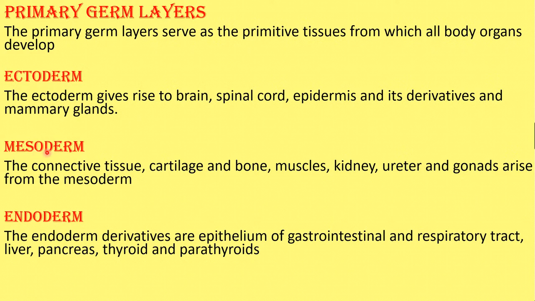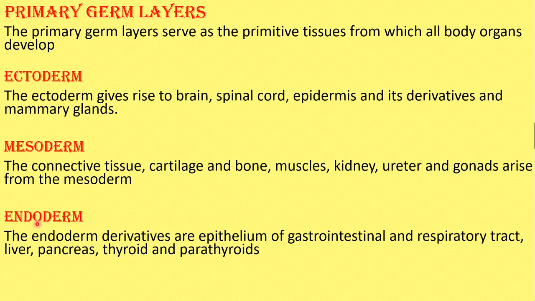These develop from the ectodermal outermost layer of cells. The mesodermal cells of the gastrula form the middle layer. They develop into connective tissue, cartilage and bones, muscles, kidney, which is the excretory organ, ureter, and gonads. Gonads are the reproductive organs, that is ovary in female and testis in male. They arise from the mesoderm. Mostly excretory and reproductive organs develop from the mesodermal cells.